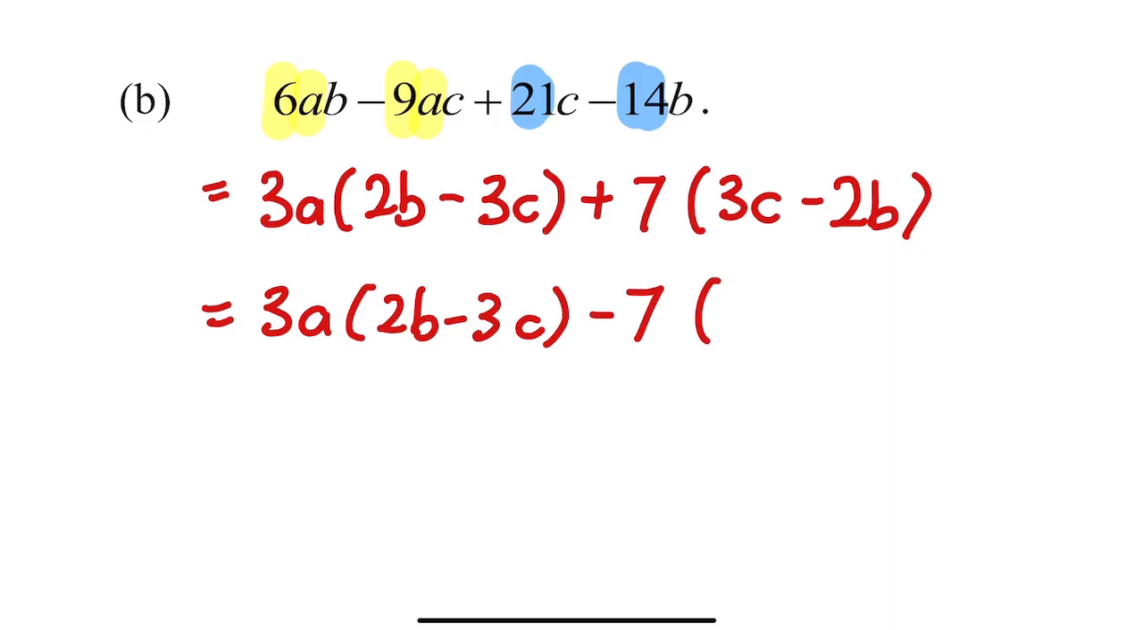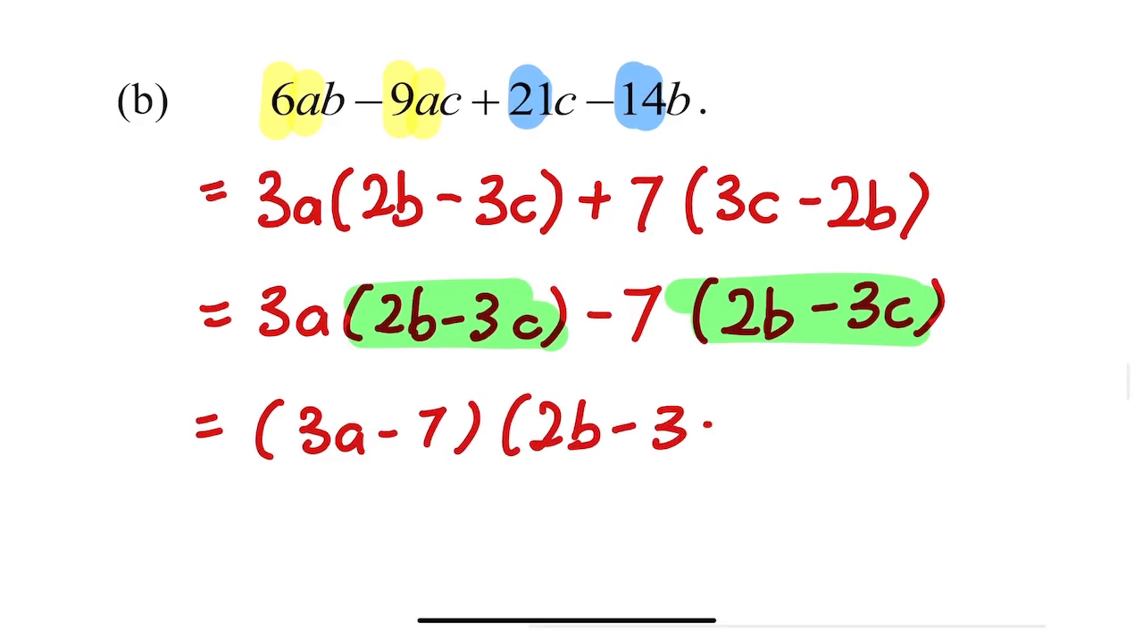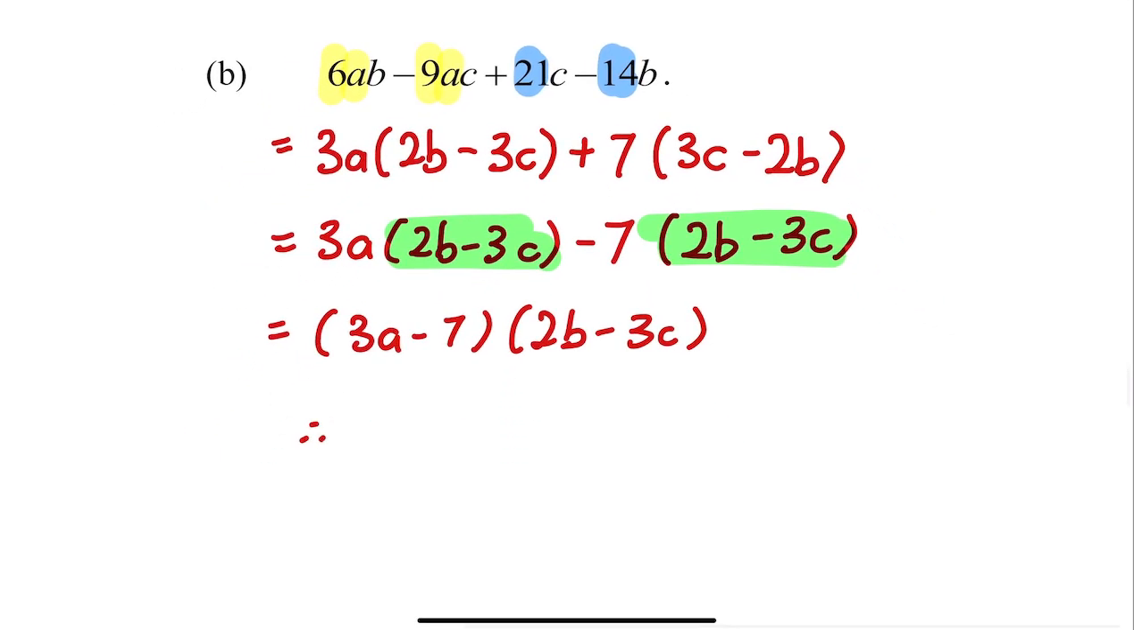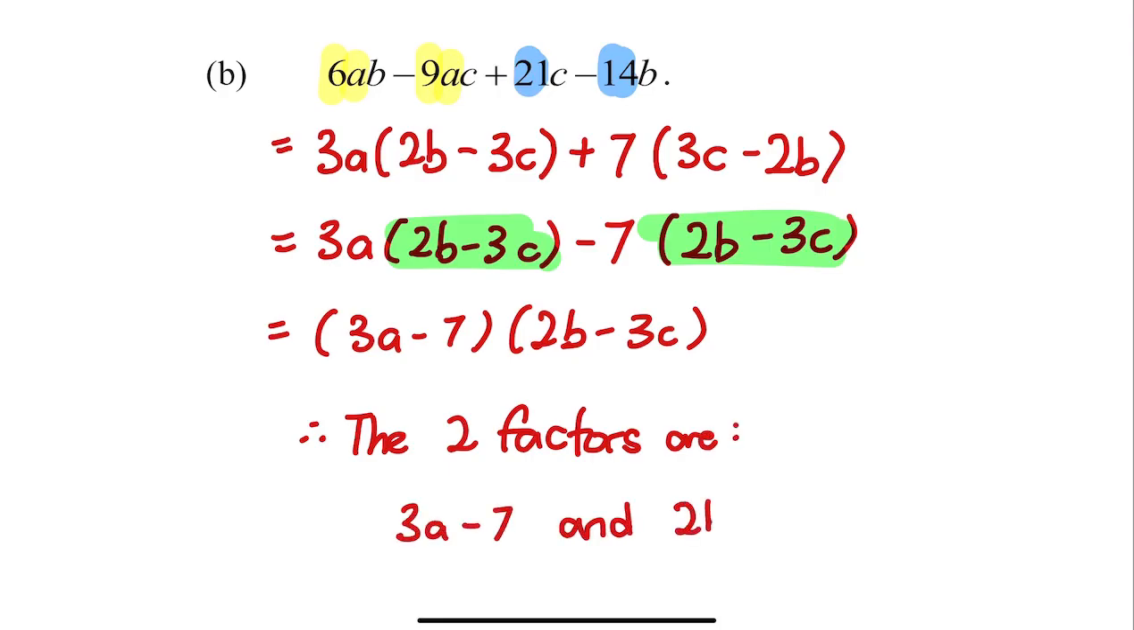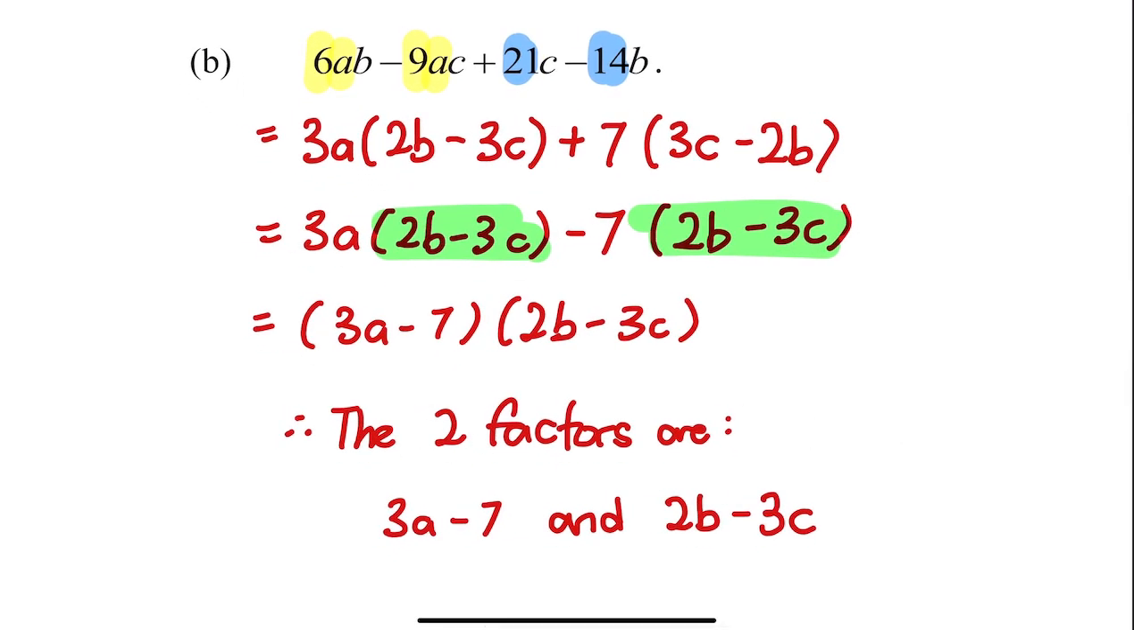Now negative 2B will become positive 2B, then positive 3C will turn to minus 3C. Then now, last step, I check. 2B minus 3C, 2B minus 3C, same thing. I can now group them together. I'll get 3A minus 7 times 2B minus 3C. Therefore, to answer the question, the two factors are 3A minus 7 and 2B minus 3C. Okay, this is for example 4b.